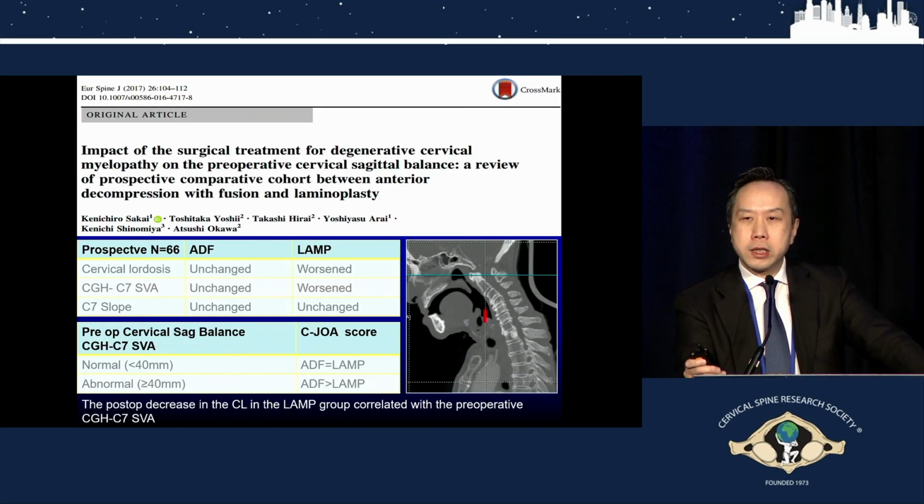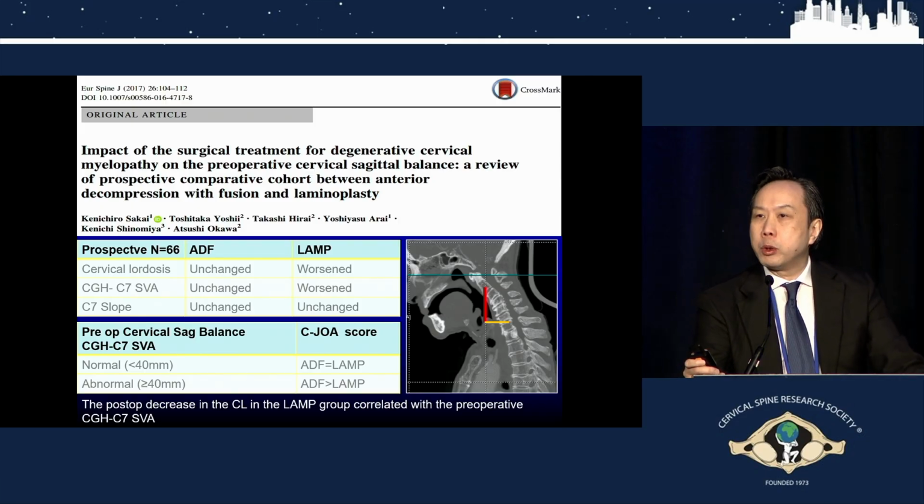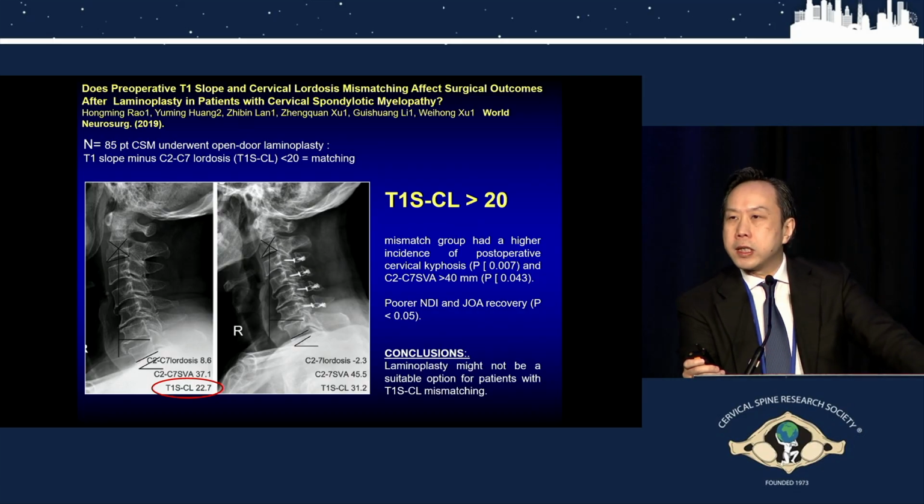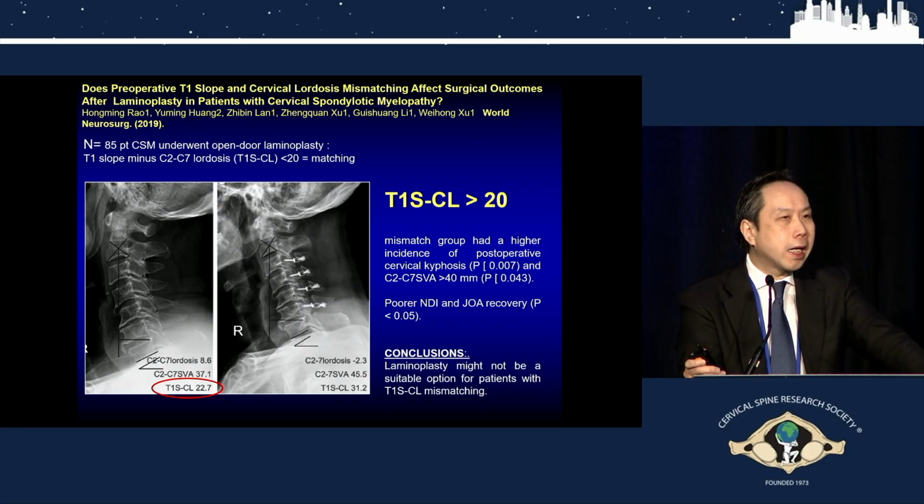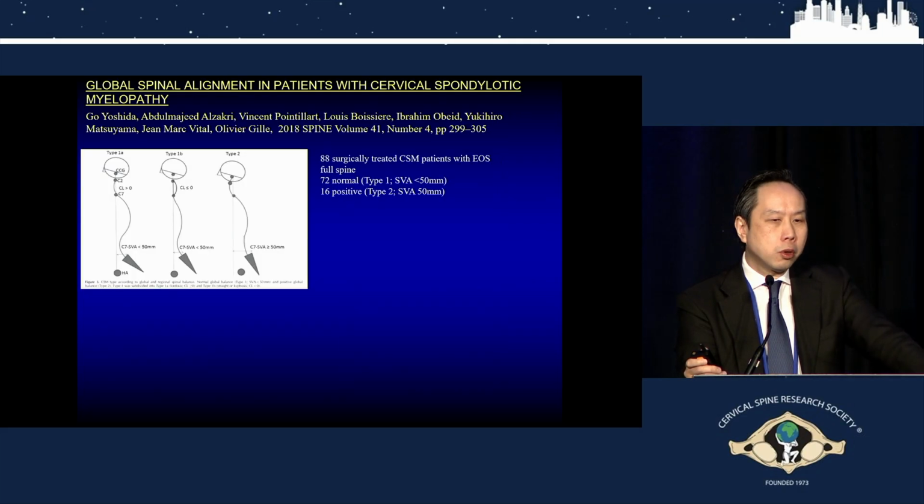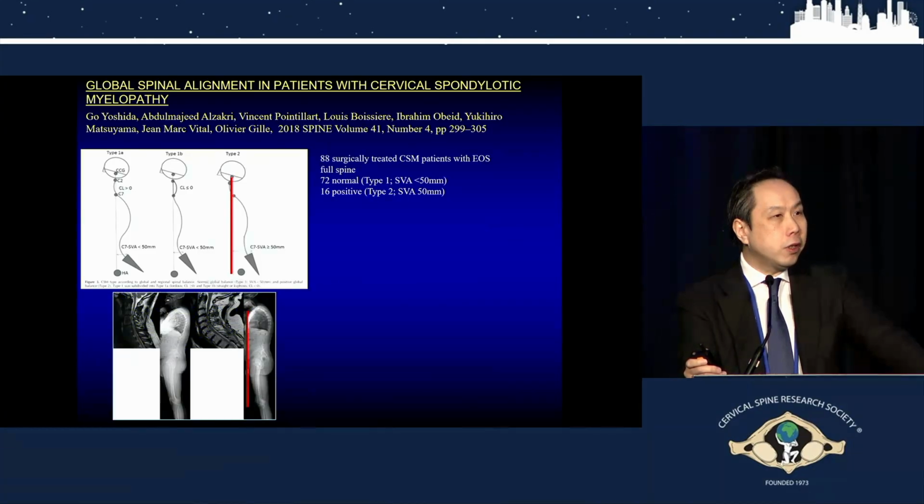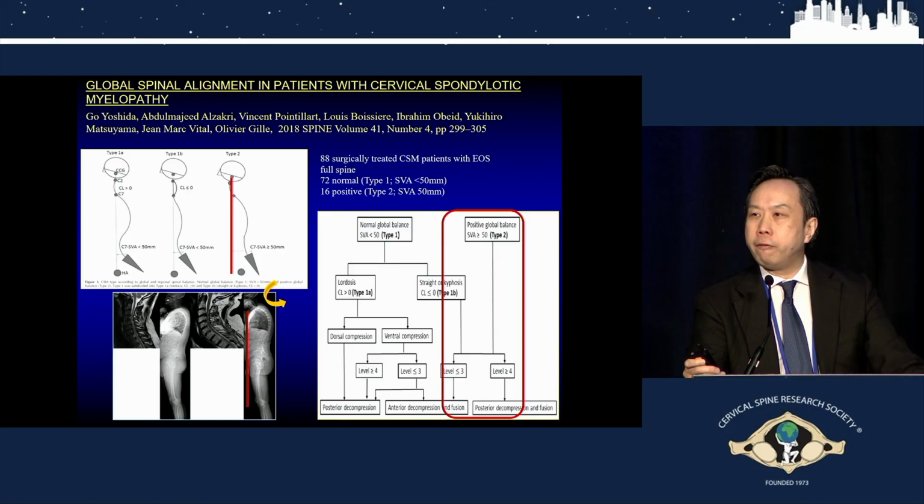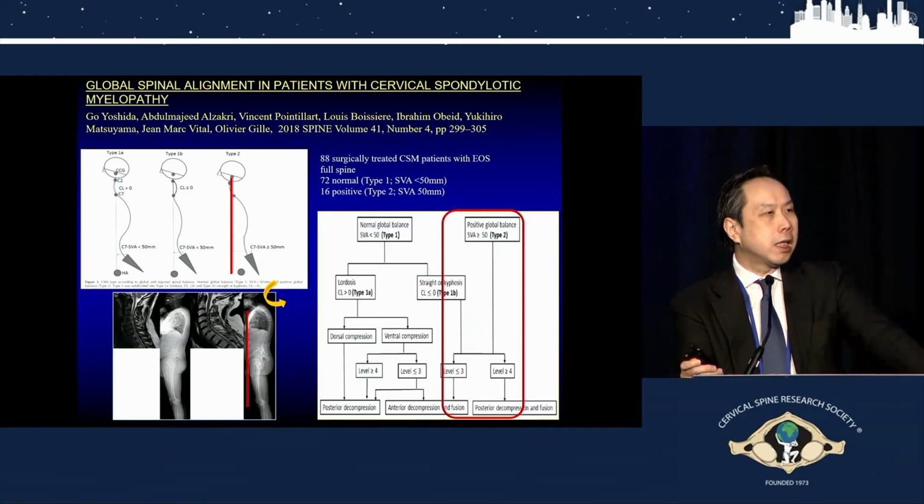We know that if there is a C2-C7 SVA of more than 4 centimeters, Sakai has told us laminoplasty is going to fail. Similarly, we noted that if there is a T1 slope and cervical lordosis mismatch of more than 20 degrees, again, laminoplasty is going to fail. How about global sagittal alignment? Yoshida talks about how if you have a C7 SVA of more than 5 centimeters, then even though it looks radiologically like there is a lordosis, laminoplasty will fail. As a result, they recommended that if it is more than 4 levels, you go posterior laminectomy and fusion.